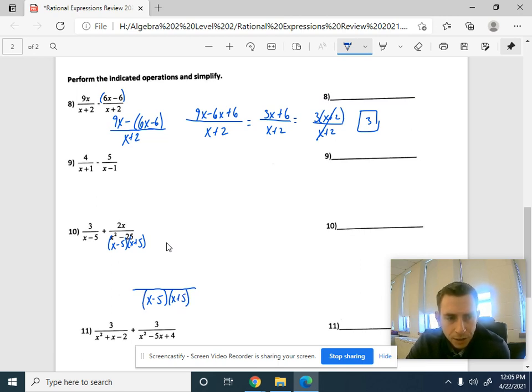And I'll take it one fraction at a time and I'll compare. What is this denominator missing that that one has? Your answer is what you multiply the numerator by.